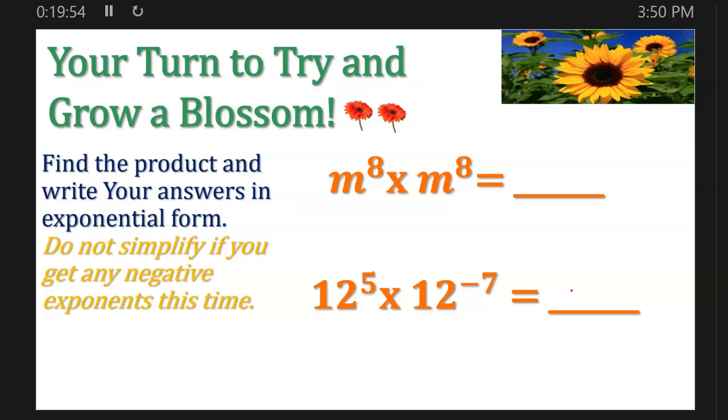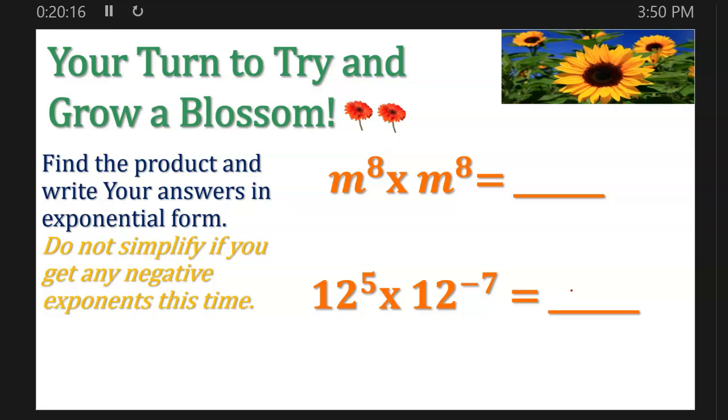Okay, time to grow a second blossom. This time we're going to find the product and write our answers in exponential form. Do not simplify if you get any negative exponents. So again, if you get a negative exponent, it's okay, but we're not going to simplify that out just yet. So I will pause and ask you to try to answer this on your own.